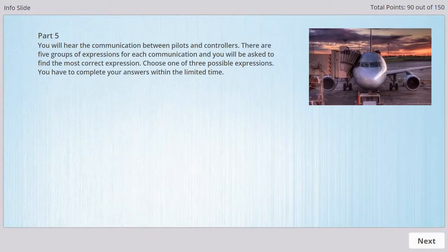Part 5. You will hear the communication between pilots and controllers. There are 5 groups of expressions for each communication and you will be asked to find the most correct expression. Choose one of 3 possible expressions. You have to complete your answers within the limited time.